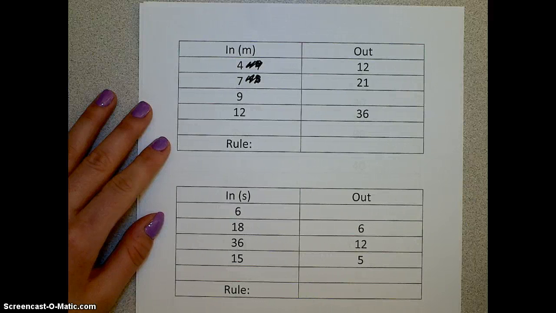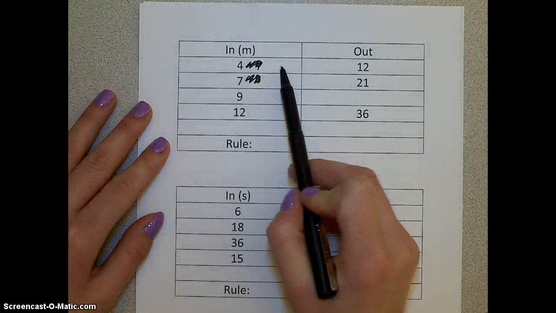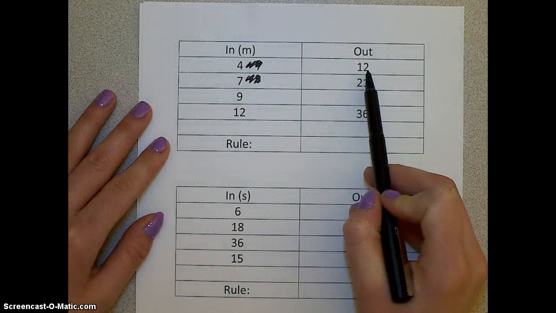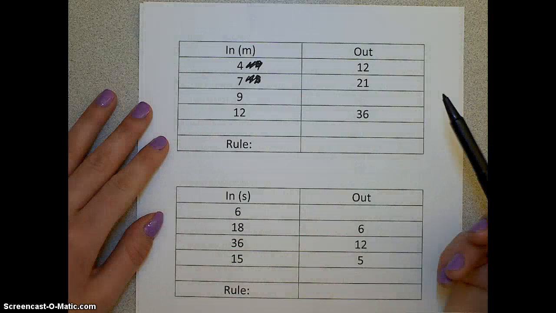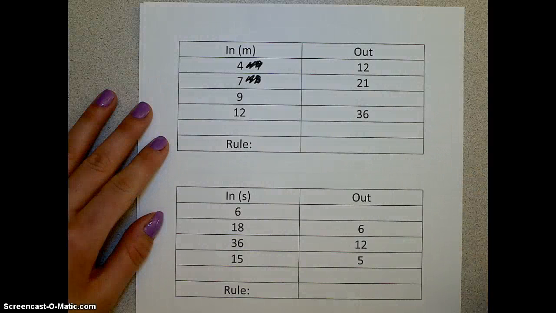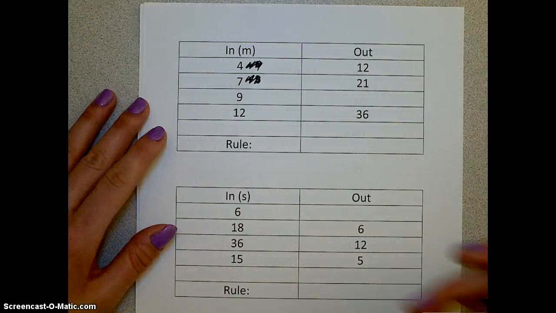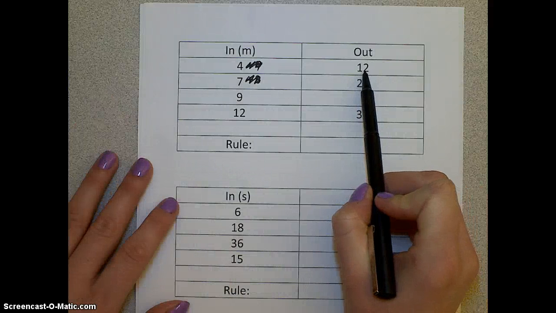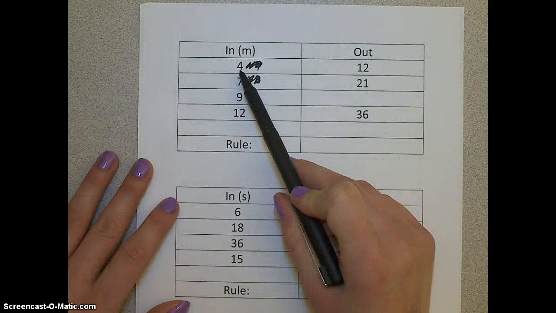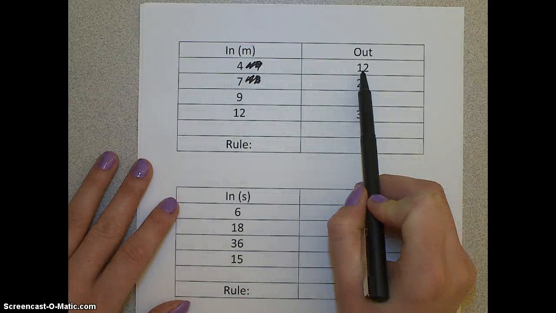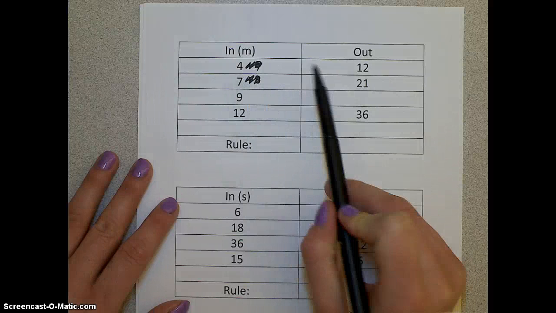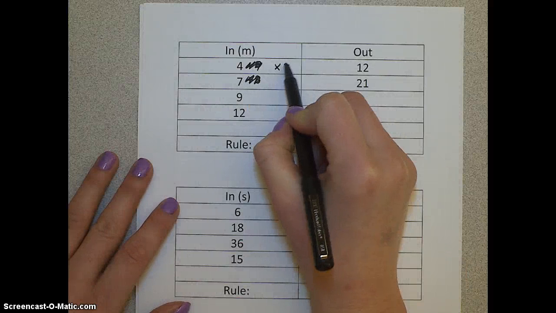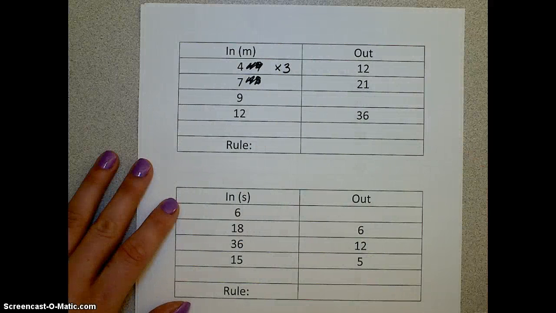So next I'm going to ask myself, 4 times what equals 12? Also keep in mind, if you get stuck and can't think of a function, you can always go backwards. You take the opposite. We talked about reciprocals, flip-flop, go backwards. 12 divided by what will get me 4? I know that 12 divided by 3 is 4. So 4 times 3 will be 12. Let's see if that rule works for the next couple of in and outs.